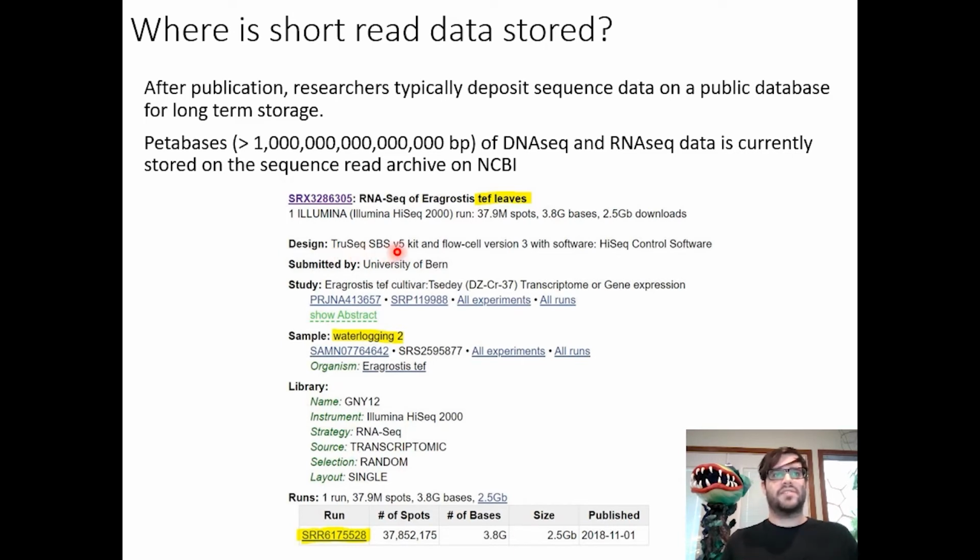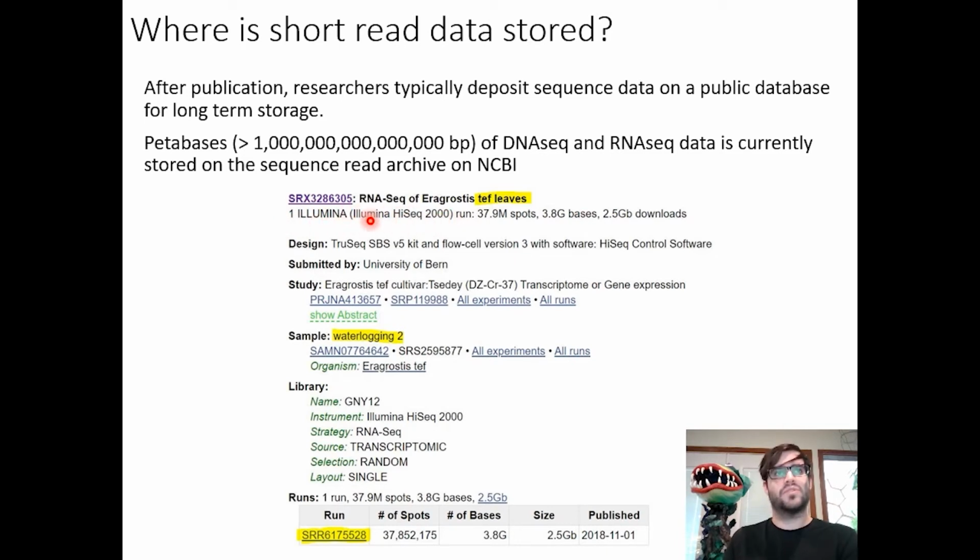In this case, this is data from Eragrostis tef, the Ethiopian grain crop tef. This is data from tef leaves, and it's a waterlogged sample, so this is basically a flooding sample. It will give you a unique identifier that specifies what that data is, and the Illumina machine that was used to run it.